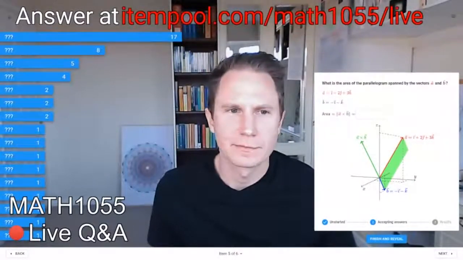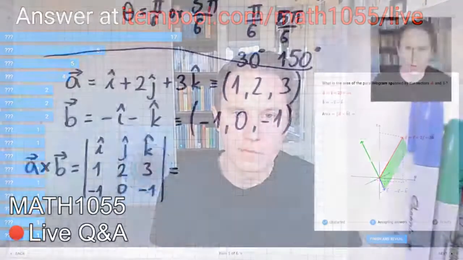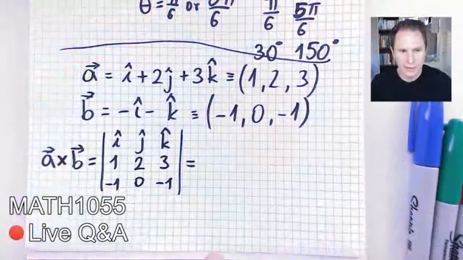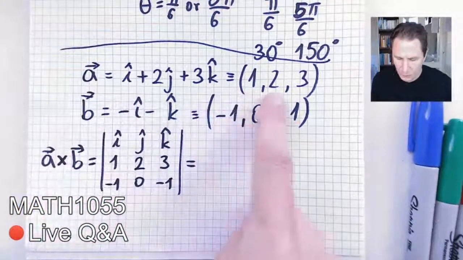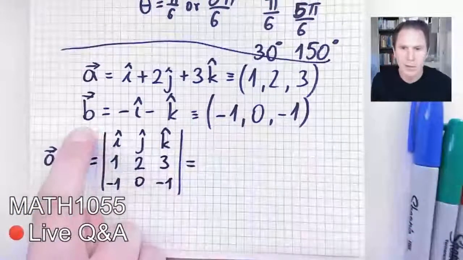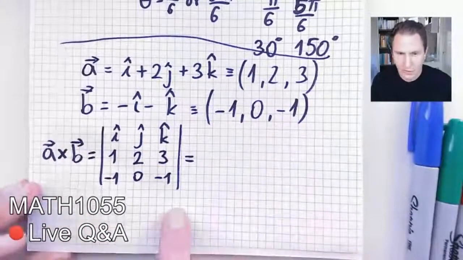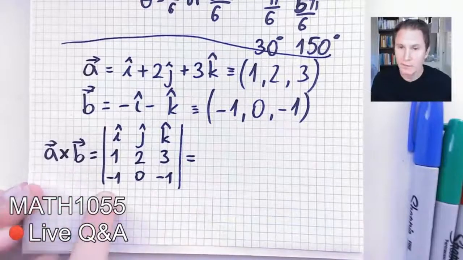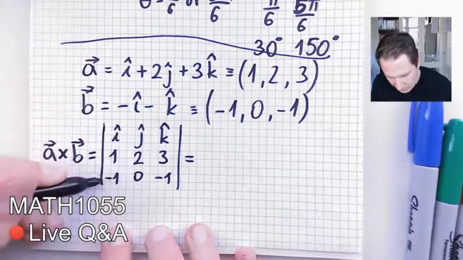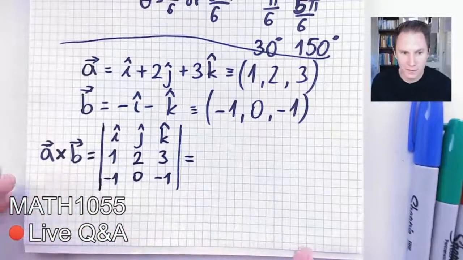Okay, so let me show you the setup that we have here. We have two vectors, A and B. A has coordinates 1, 2, 3, and B has coordinates -1, 0, and -1. And we want to calculate this vector product, which can be calculated symbolically using a 3x3 determinant.